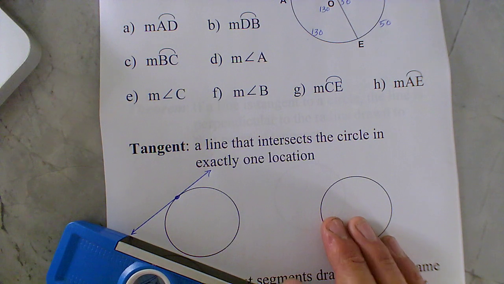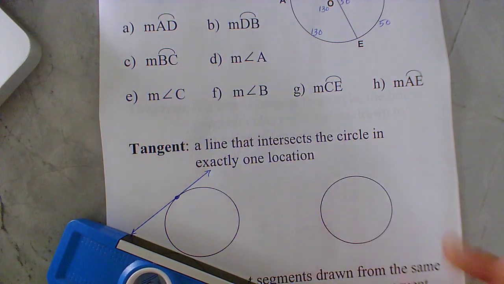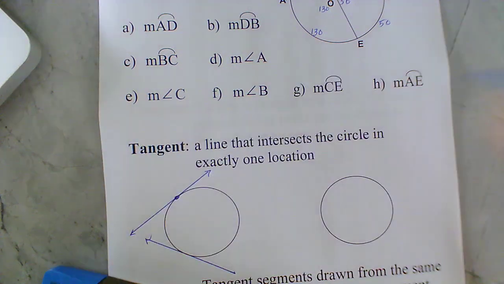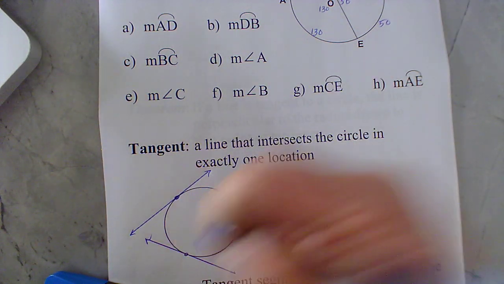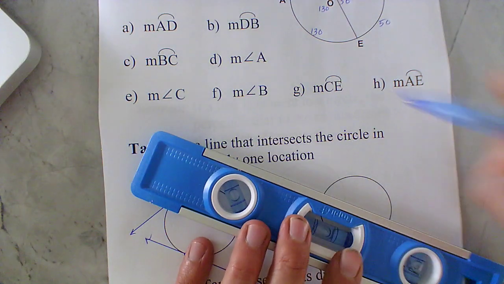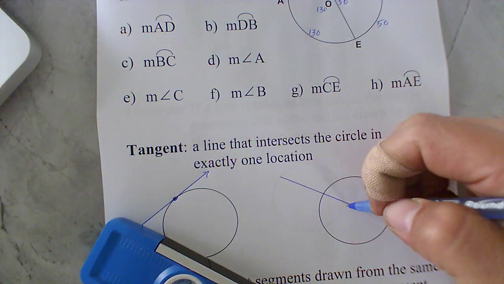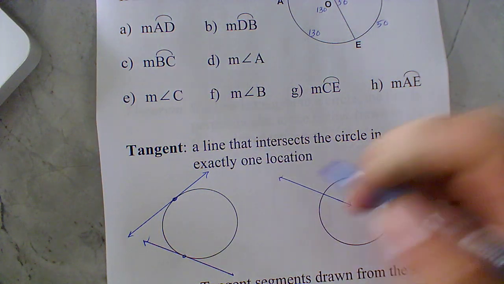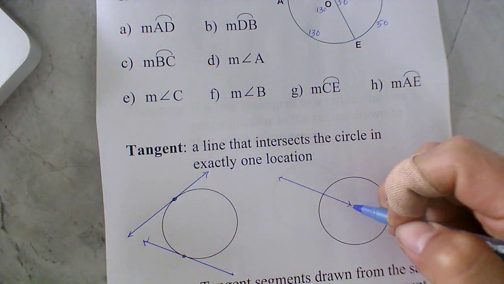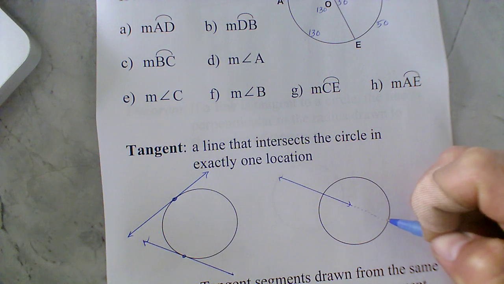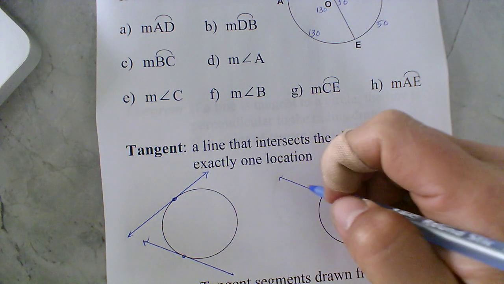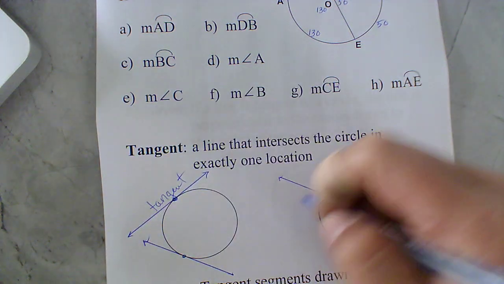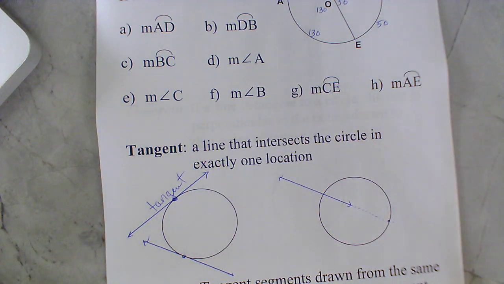Now, you're going to deal with tangents for a while in your math career, so it's important that you understand what it means. These are all tangents. One location. Now, is this a tangent? No, that's not a tangent. Oh, it hits it in one spot. Yeah, but if it were to continue, it would hit it in two spots. So that's not a tangent. All right, tangent, not a tangent.